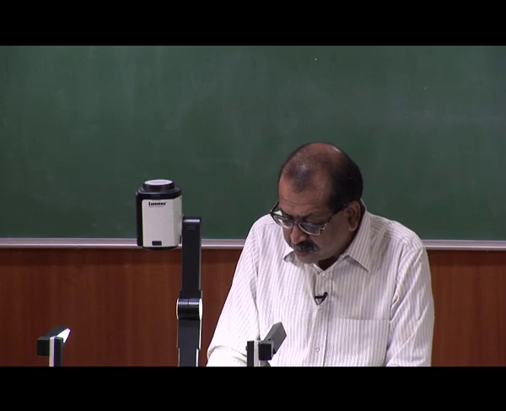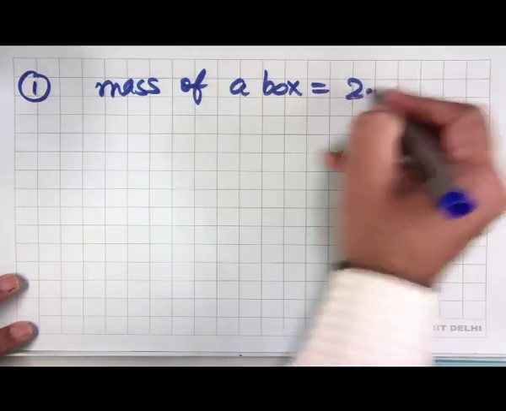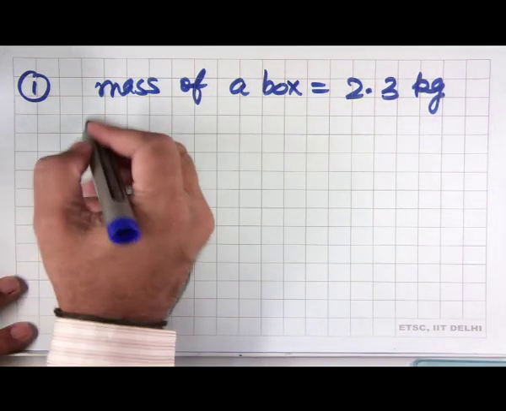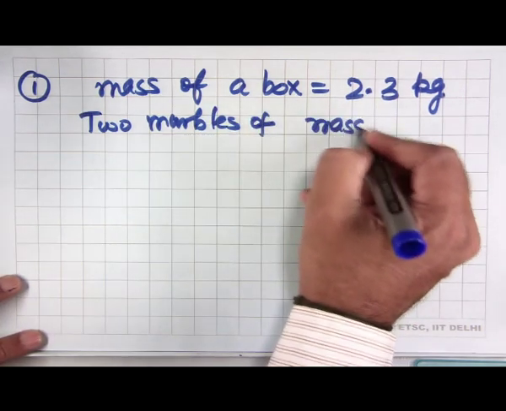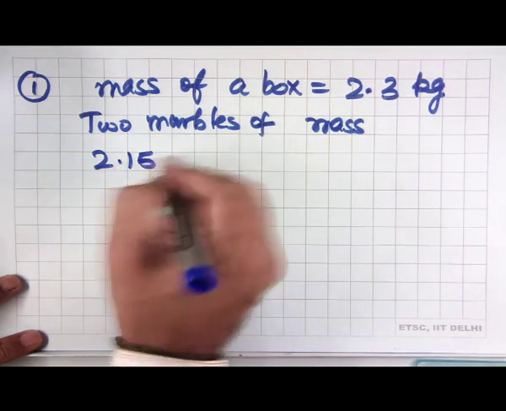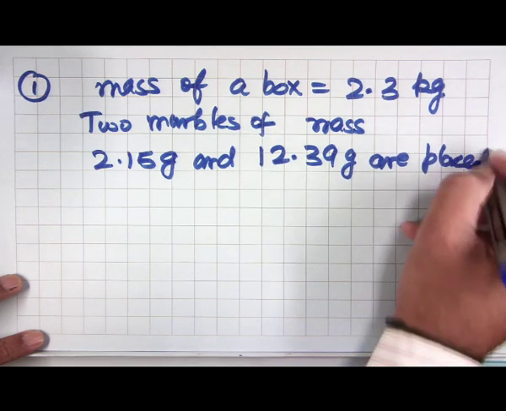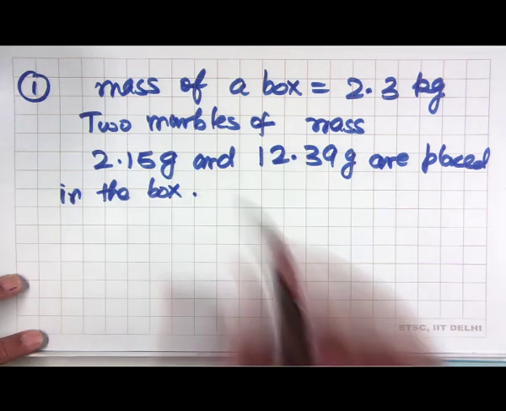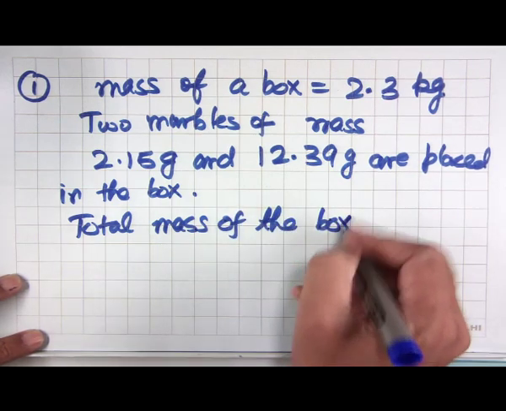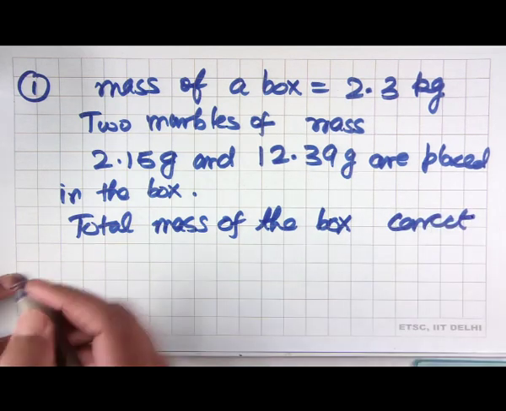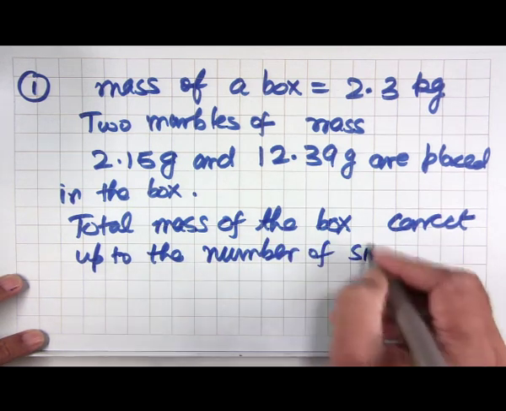Let us say we take problem number 1, where the mass of a box is given as 2.3 kgs, and 2 marbles of mass 2.15 grams and 12.39 grams are placed in the box. And the question is, what is the total mass of the box, correct up to the number of significant digits.